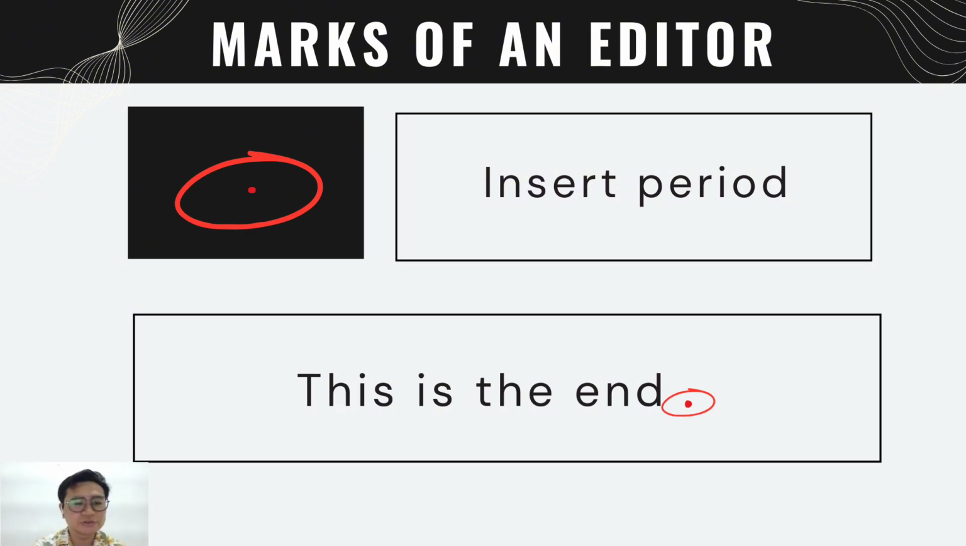The period is used to end all sentences except those that are direct questions or exclamations. Periods are also used in abbreviations. For this example, there is a missing period for the sentence, "this is the end." We can use this mark to add the missing period.